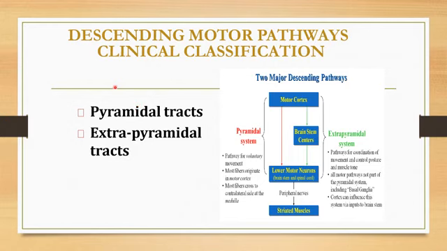And these clinical classification we have traditionally categorized into pyramidal and extrapyramidal tracts. So why these are pyramidal and extrapyramidal means in the medulla we have a structure called pyramid. So the tracts which pass through the pyramid are called pyramidal and which do not pass are called extrapyramidal.